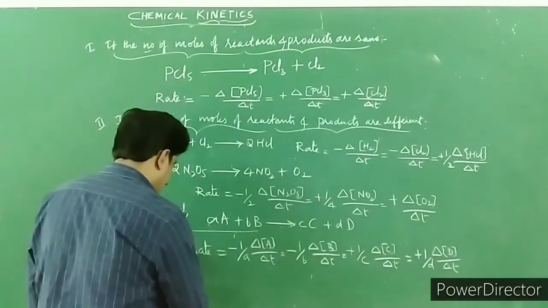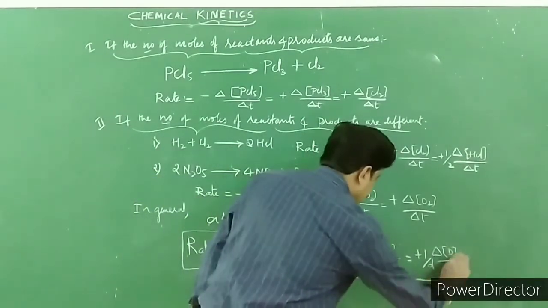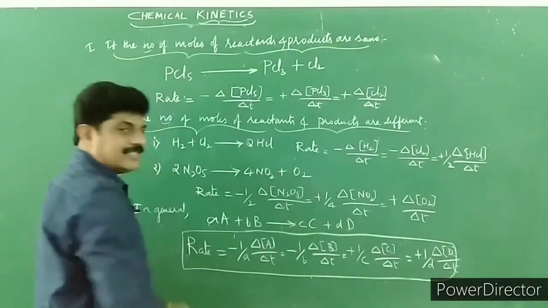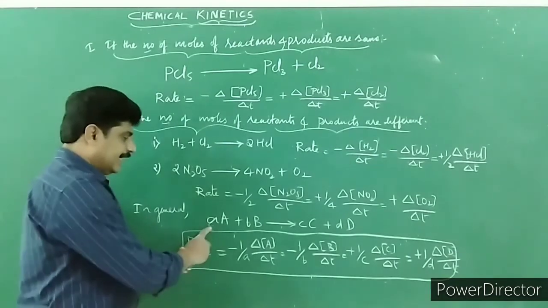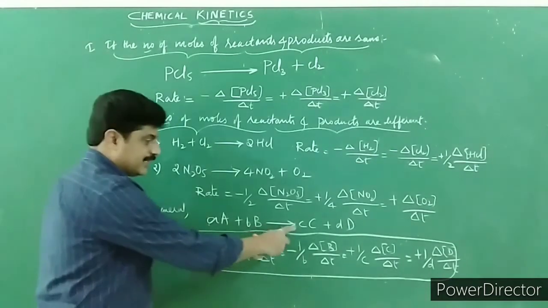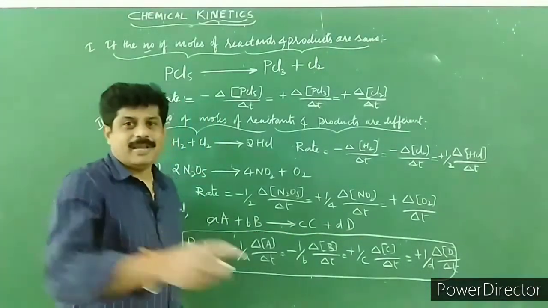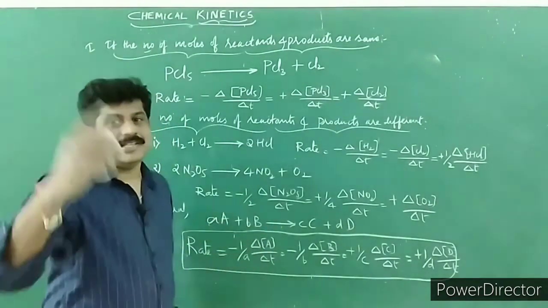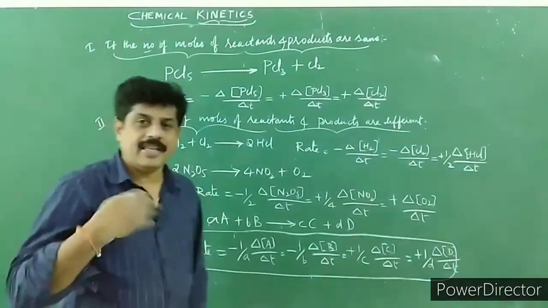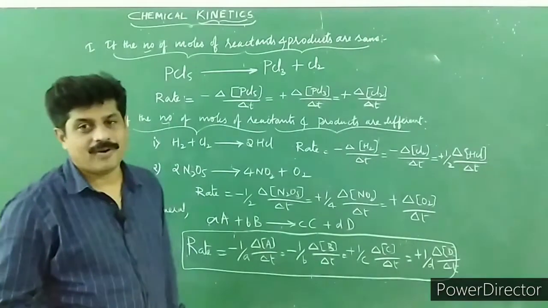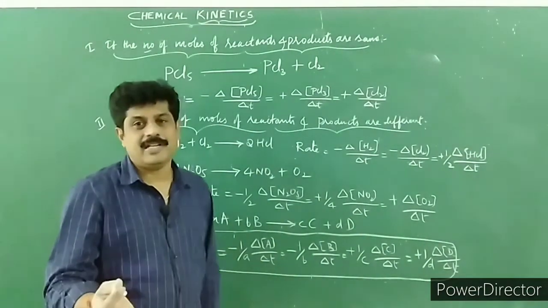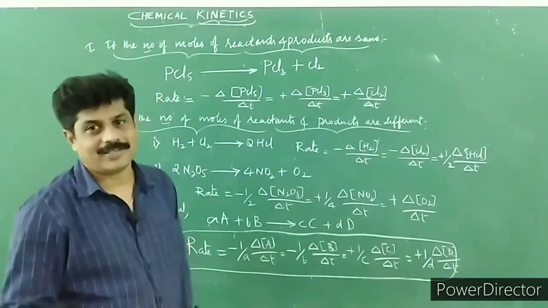Children, this is what rate of a reaction for the general equation aA combines with bB to form cC plus dD. By this, we can easily write rate of a reaction for any kind of a reaction involving same or different number of moles of reactants or products.